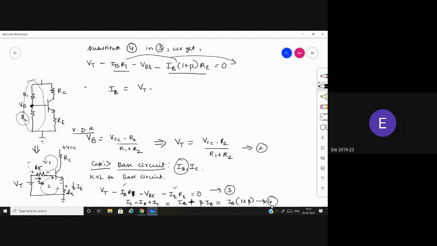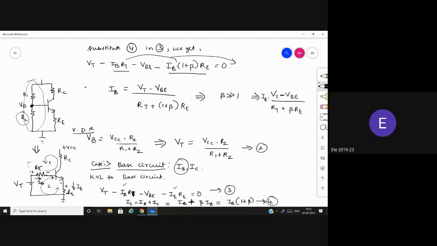So we get IB equal to Vt minus VBE divided by RT plus (1 plus beta) into RE. So this is the equation we are having. Now again we can rewrite this by considering beta is very high compared to 1. We can write it as IB is equal to Vt minus VBE divided by RT plus beta RE. So this is the equation for IB.